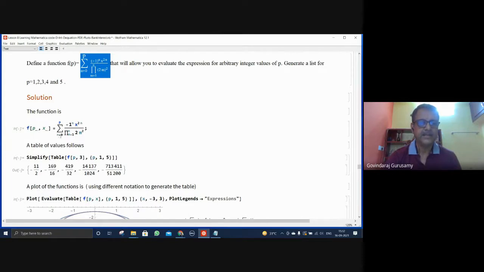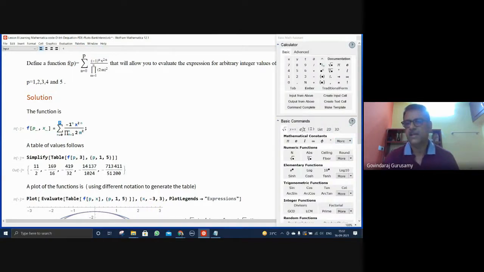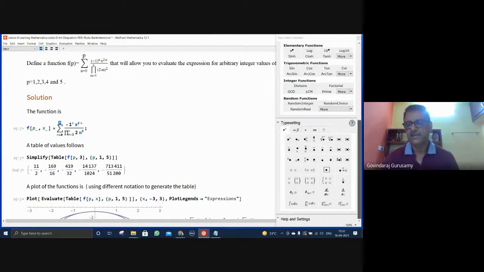Okay, so n equal to 0 up to summation to p. These are all available, as I said earlier. Palettes, you go to palettes, assistants, they are all available. The summation symbol and everything else will be there. You see that somewhere? It's here. Product is here. So these are all available. Click it and then put it over here.